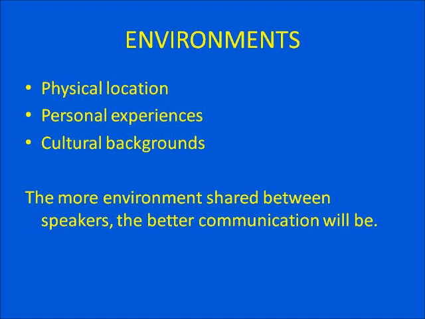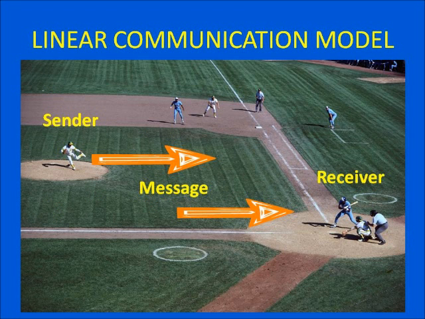In contributing to this one-way direction of communication, one must consider the environment, like the physical location, personal experiences, or cultural backgrounds. This line of communication is referred to as a linear model of communication. As seen here in a baseball game, we can easily describe the linear communication model as the pitcher being identified as the sender of a message and the message being picked up by the batter, a one-way direction.